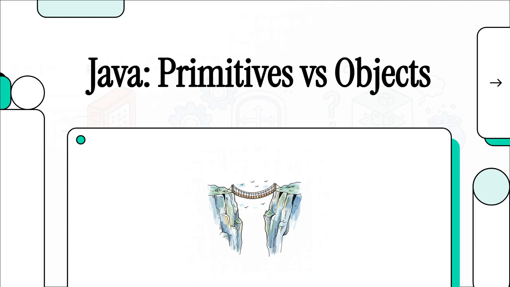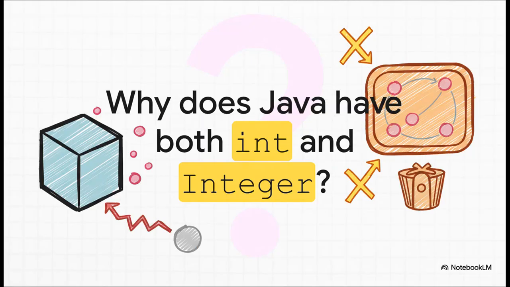Welcome to the Explainer. Today we're diving into something in Java that seems super simple on the surface, but is secretly the source of some of the most frustrating and costly bugs out there. The difference between primitives and their object wrappers. I mean, it's a fair question, right? Why have both int and Integer? Well, the answer gets to the very heart of Java's design. And trust me, getting this wrong isn't just about writing confusing code. It can and will crash your entire application.